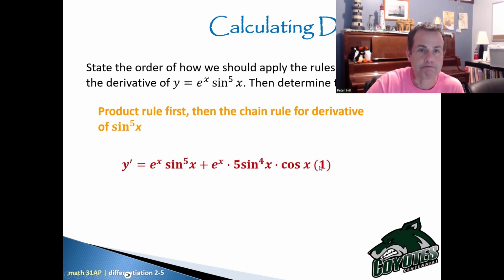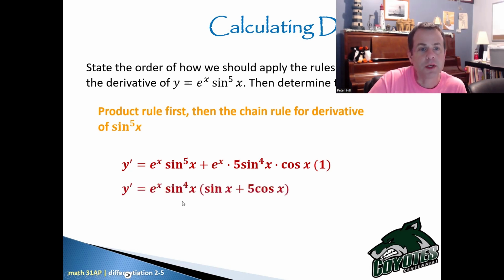I put the times 1 there again just to show you I went inside. The inside function there is x, and the derivative of that is 1. So e to the x can be factored out. Sine to the 4 can actually be factored out. That will give me e to the x times sine to the 4 of x. The first term will be left with just sine x, and then the second term, I've got the 5 still, and I've got the cos x.